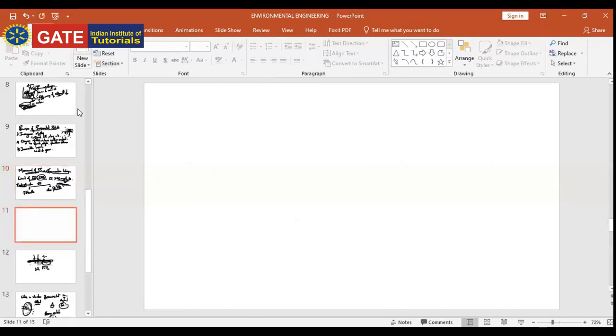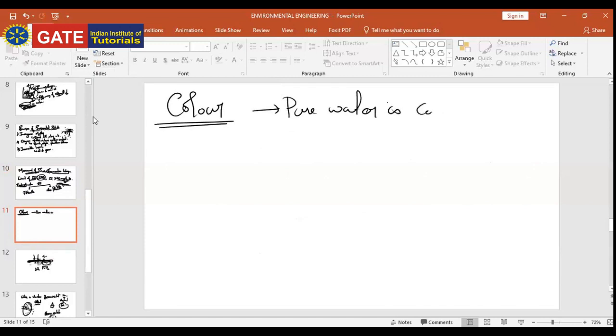Now the next physical quantity which we are going to discuss is color of water. So what is color? For pure water, what is the case? For pure water, it is colorless. Pure water is colorless. So if you find some characteristic color somewhere in water, you should conclude that the water is having some other compound than H2O.